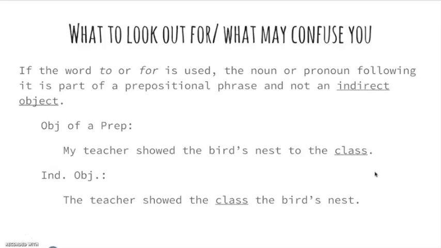So, the first one, my teacher showed the bird's nest to the class. This way, because of to, and it's to the class, it's part of a prepositional phrase, and it's not the indirect object. But in the second example, it is used as an indirect object. The teacher showed the class the bird's nest. I know it may be difficult to see this first time around, but we are going to practice it, like I said.